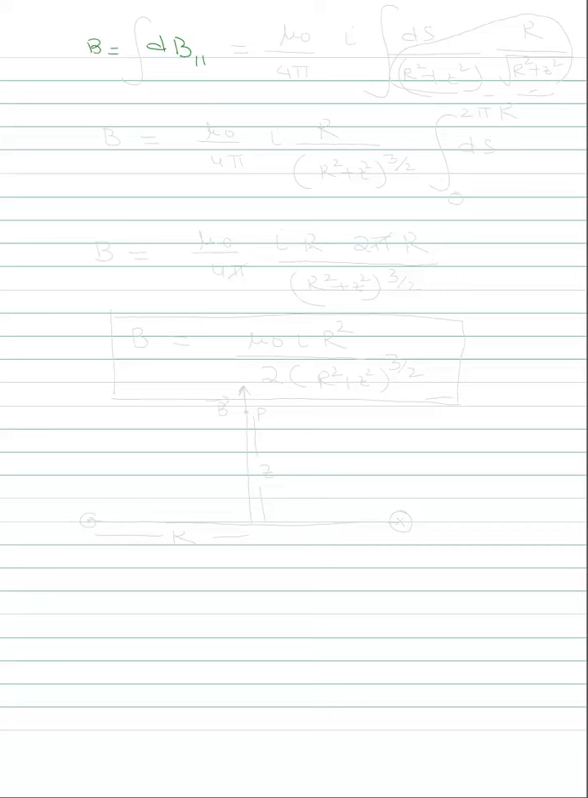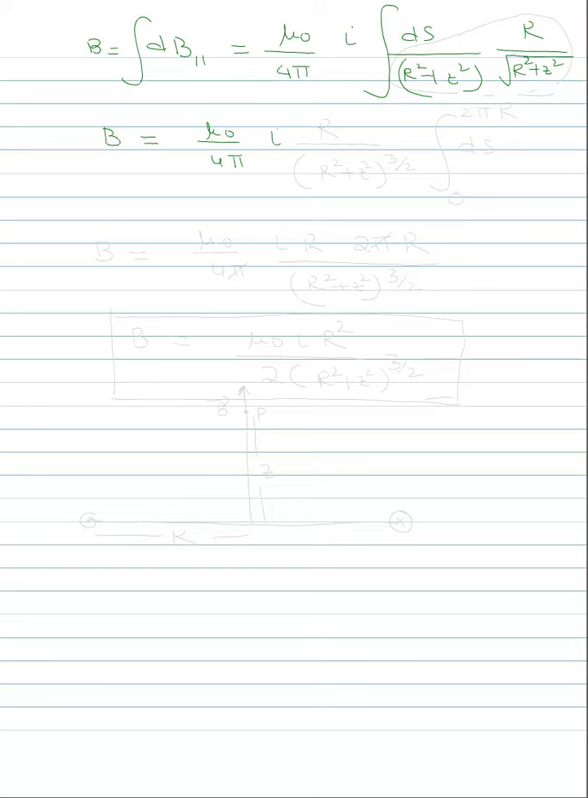What we will find is that B, which is equal to the integral of dB parallel, will turn out to be mu0 over 4 pi I, integral ds over r square plus z square, times cosine alpha, which is R divided by the square root of r square plus z square. And notice that this square root just means to the power half. So basically B then is mu0 over 4 pi I times this whole thing.